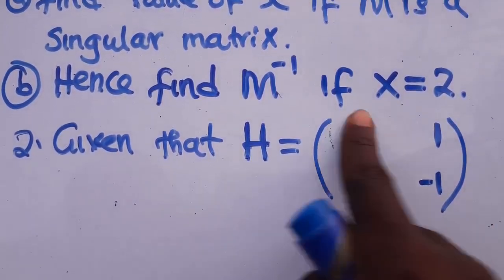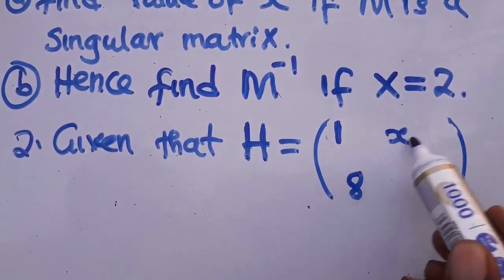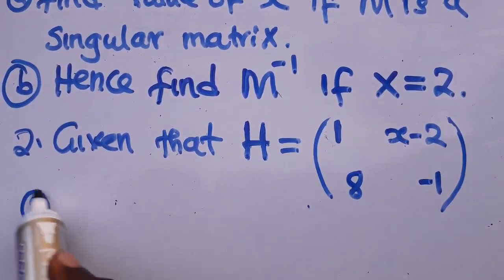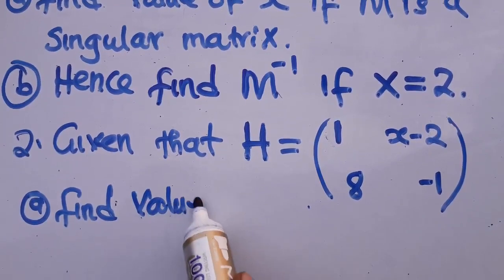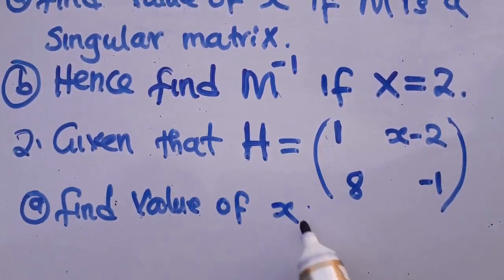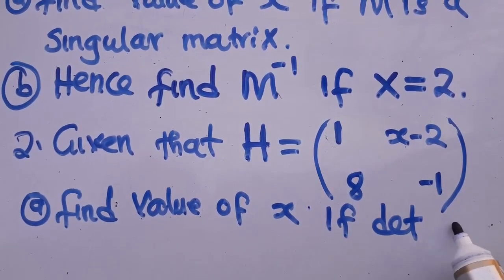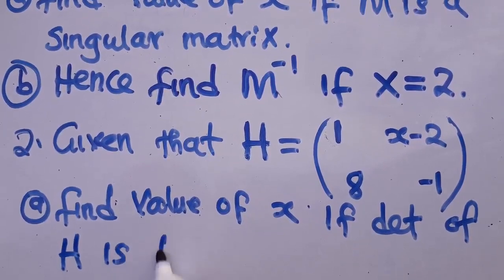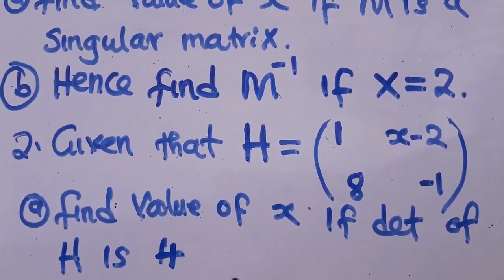So let me try to do this. Let me bring the 1 here, then x minus 2 to be there, like this. So find the value of x if the determinant of h is 4. This is the question. The determinant is 4.